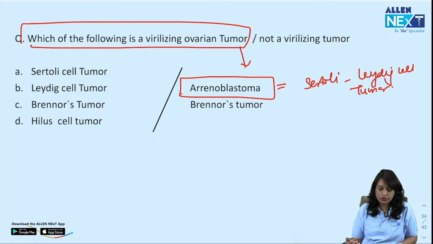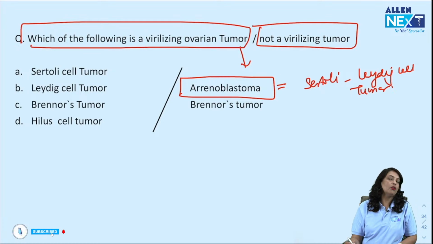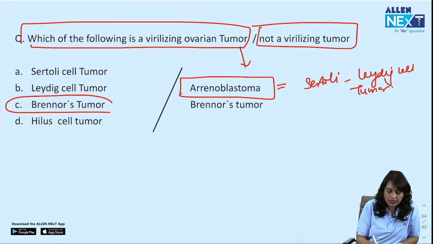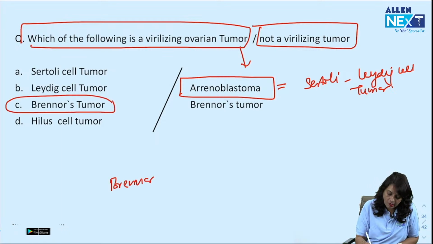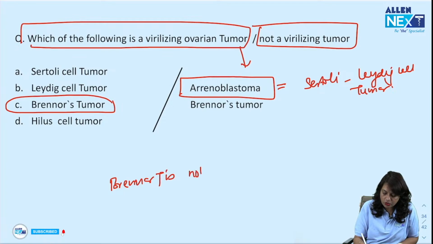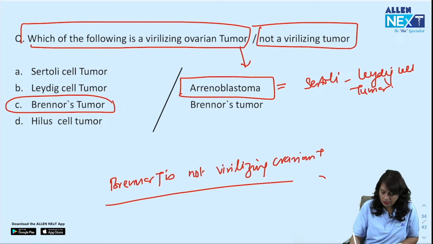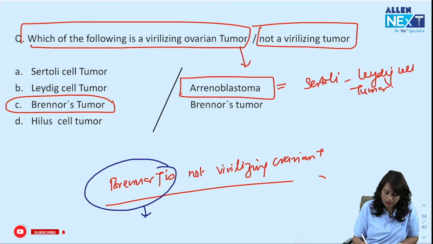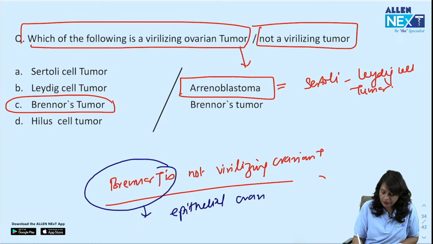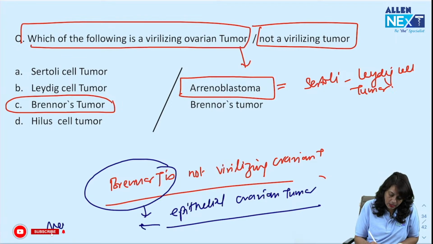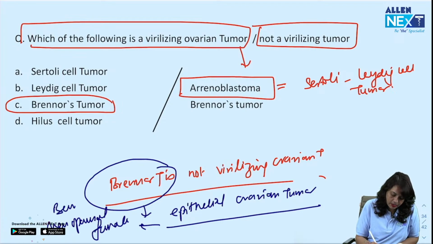Another set of students gave me the question like this: which of the following is not a virilizing ovarian tumor? Then the answer is Brenner's tumor. Brenner's tumor is not a virilizing ovarian tumor. It is a surface epithelial ovarian tumor, occurring in postmenopausal females, and it is quite a benign tumor.